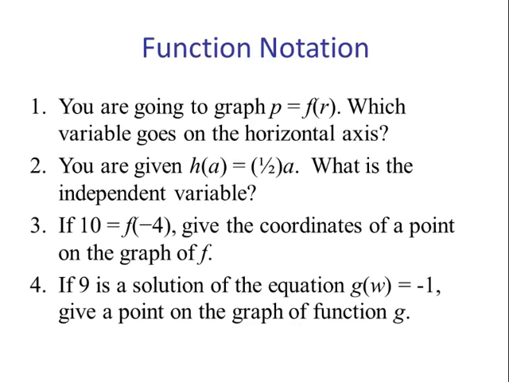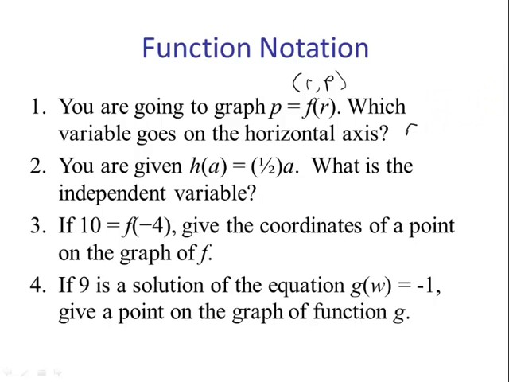You're going to graph p equals f of r. What variable goes on the horizontal axis? Our input is r and our output is f of r, or p. Think about this as an ordered pair. It would be (r, p), where r is the independent variable, the input. The horizontal axis is the input axis. The variable r is the answer to this question.